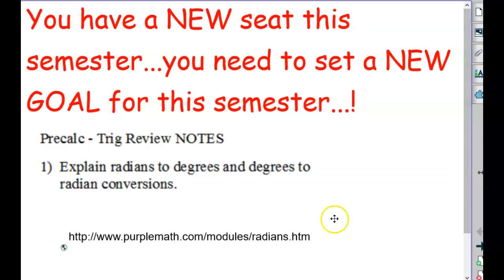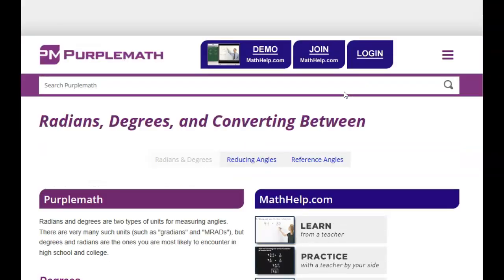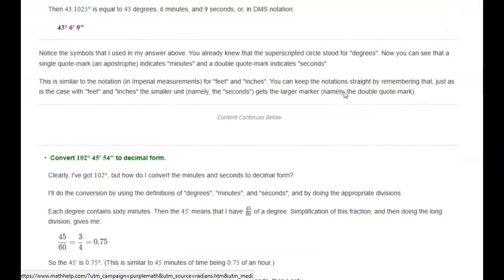All right, so we're starting out with trig, and we're going to review some basic stuff. The first thing talks about radians to degrees, degrees to radians. I don't know if you even remember what a radian is, some of you. A radian is another way to measure an angle.